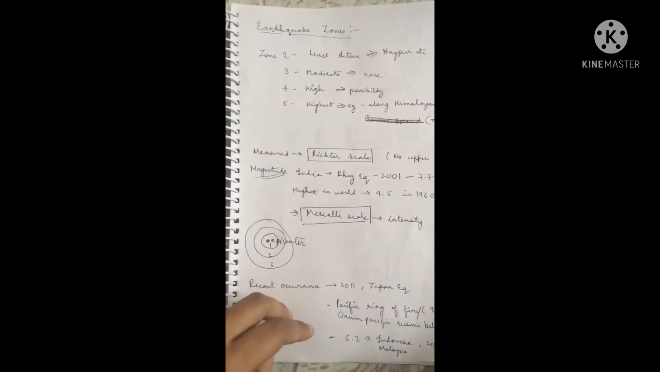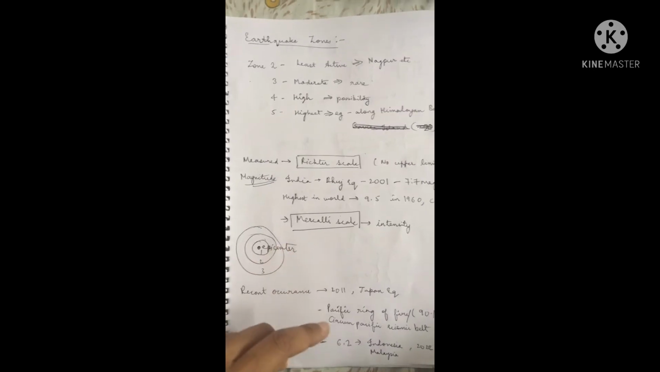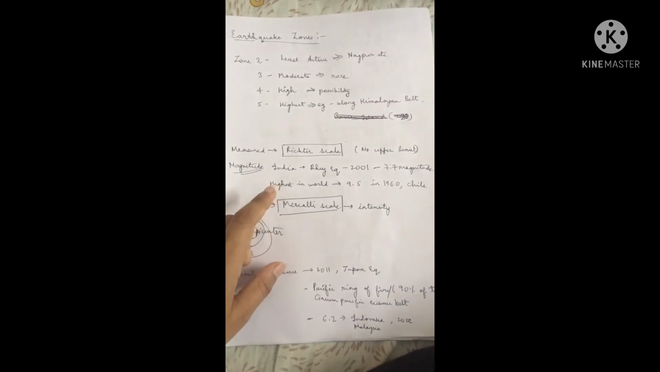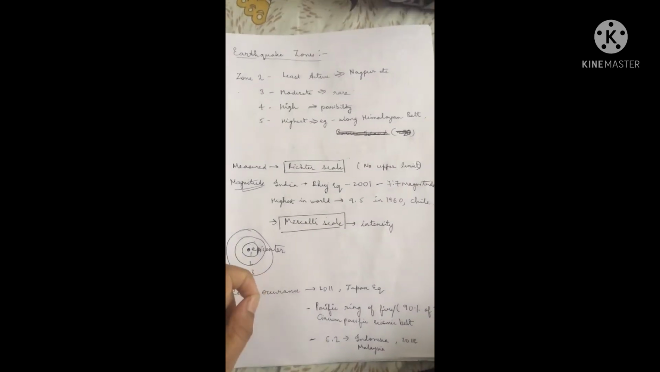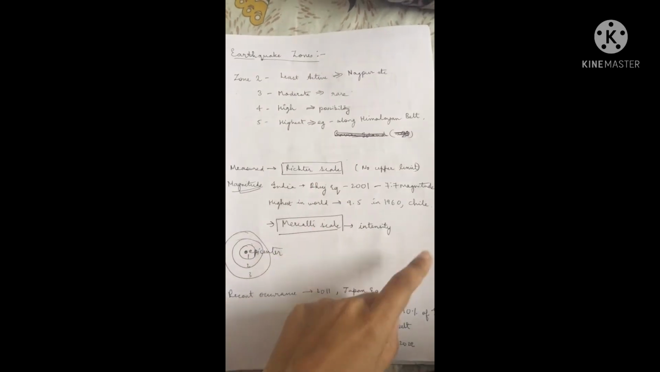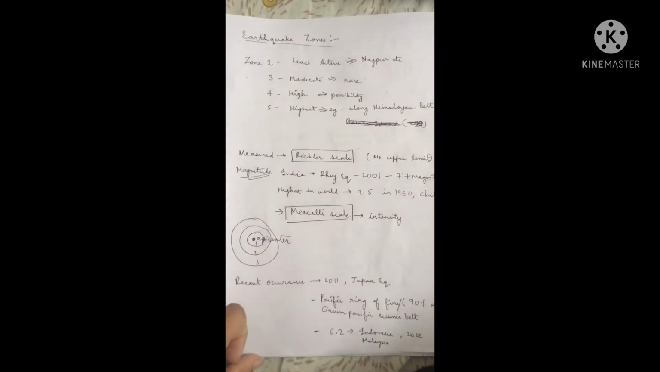Now, how do we measure the earthquake? We measure earthquakes by the Richter scale, that is the magnitude of the earthquake. The Richter scale has no upper limit, and the highest earthquake which has occurred in the world is of 9.5 magnitude, which occurred in 1960 in Chile. And in India, the last destructive earthquake which we observed was the 2001 Bhuj earthquake, which had a 7.7 magnitude.